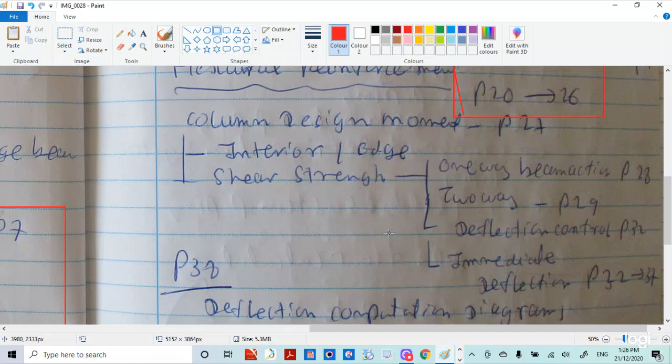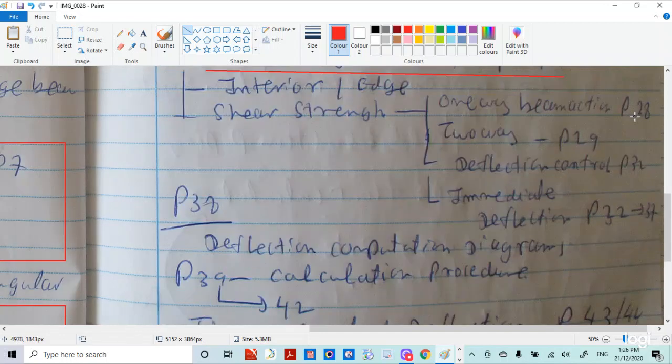Then you can see the column design on page 27. After that, we design the slab edges. In the design we cover one-way beam action, two-way action, and the deflection calculations. The intermediate deflections are on pages 28, 29, and 32 to 37. There you can see the shear strength and shear stress. After that we have to calculate shear stress.